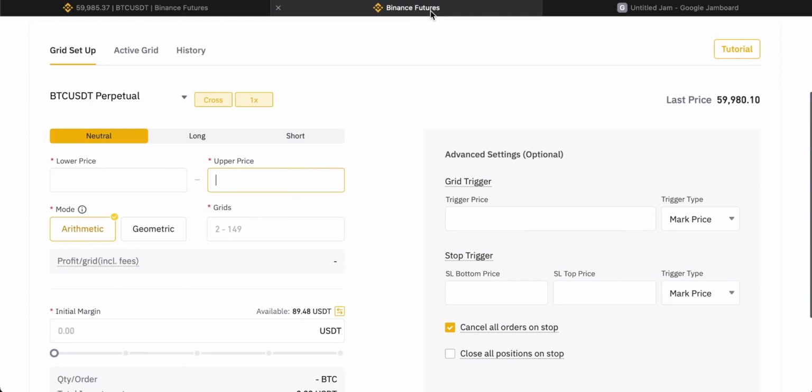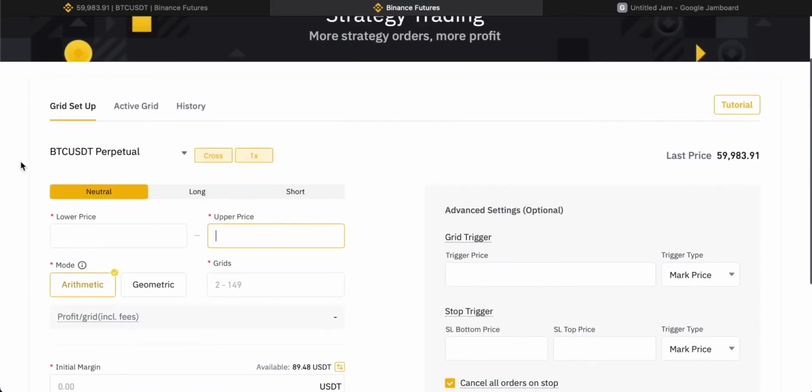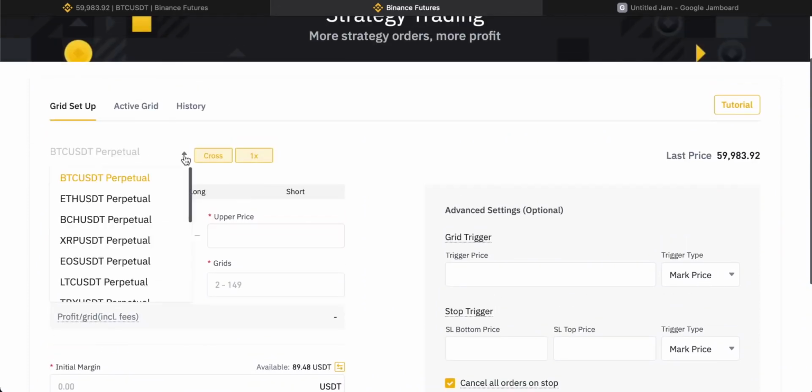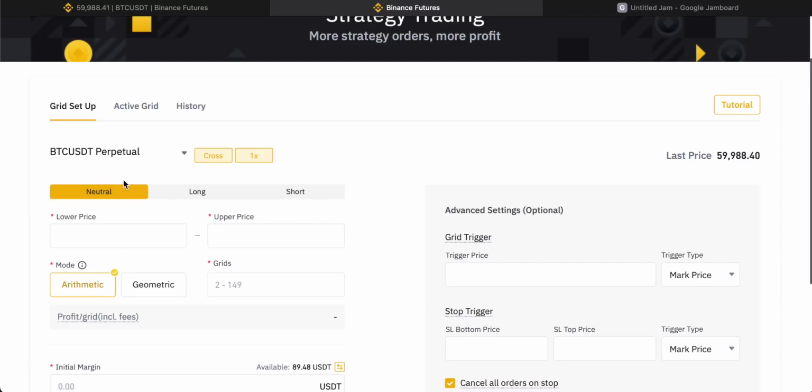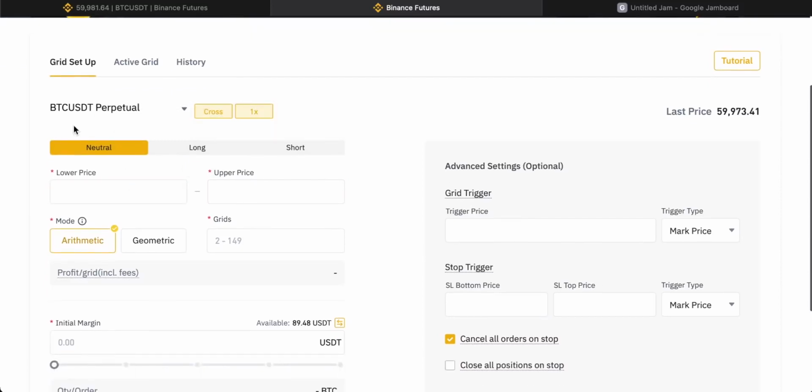Going back to the Binance futures list, then we can see a couple of options. First, you can choose the market that you want to trade. So I'm just going to choose Bitcoin, US dollar tether here. And then you have three options. You have neutral, long, and short. Neutral trading strategy is good, like it says, if the market is range bound. So what I've just described for you.